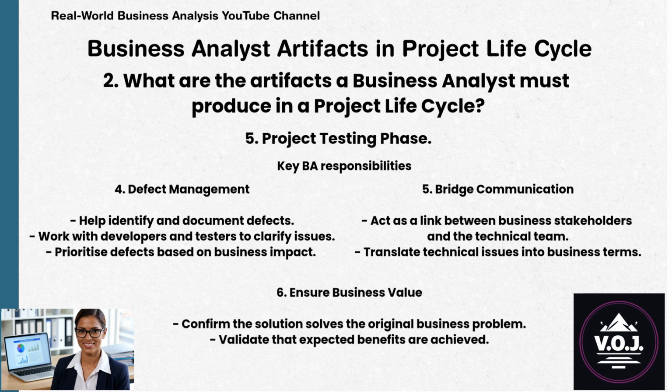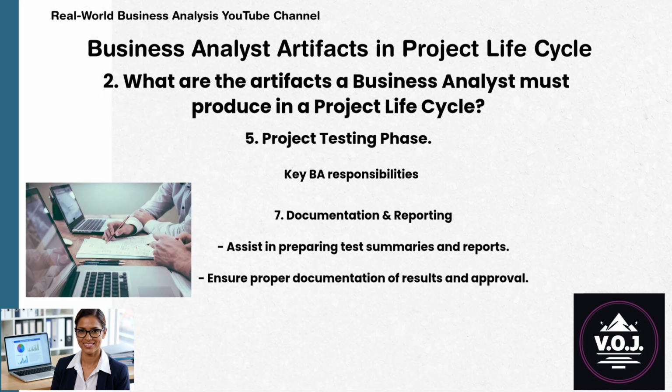Number 6. The BA ensures business value, confirms the solution solves the original business problem and validates that expected benefits are achieved. And number 7. The BA is to do documentation and reporting. Assist in preparing test summaries and reports and ensure proper documentation of results and approval.